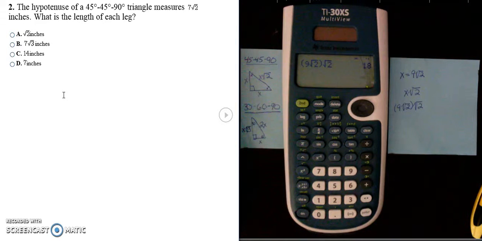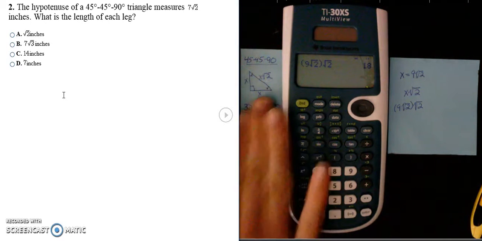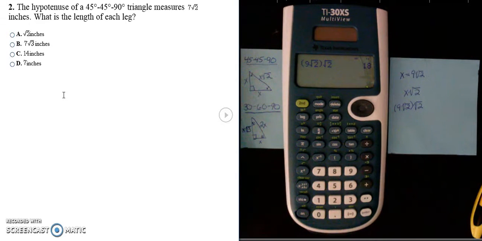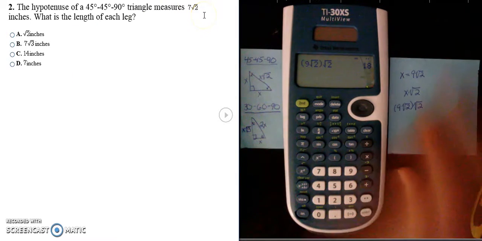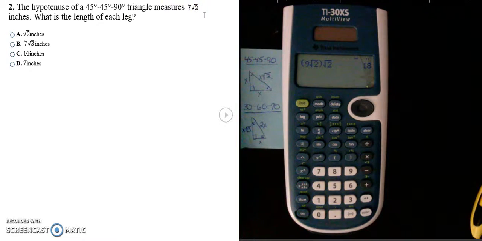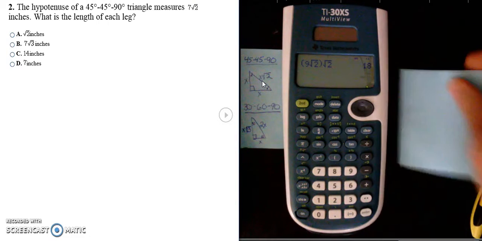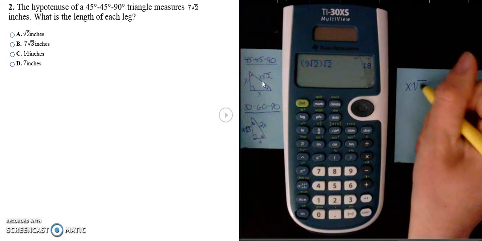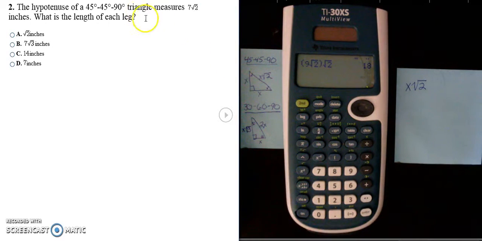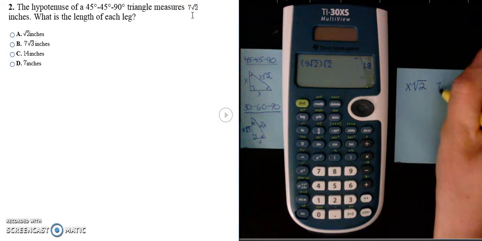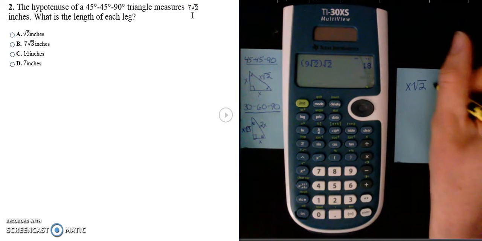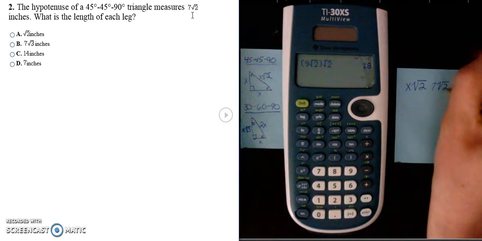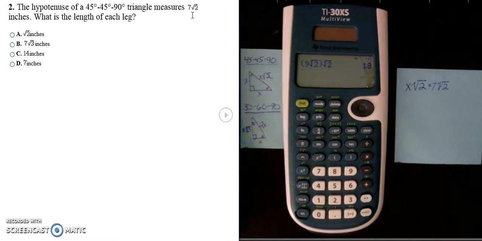And now I'm looking at another example of a 45, 45, 90 triangle, but this time it gives me the hypotenuse instead of the leg. So I look at my rule triangle, and I see that the hypotenuse is equal to x square root of 2. So I'm going to have x square root of 2 is what my hypotenuse is. And in the problem, that hypotenuse is 7 square roots of 2. So since those are both hypotenuses, I can set them equal to each other.